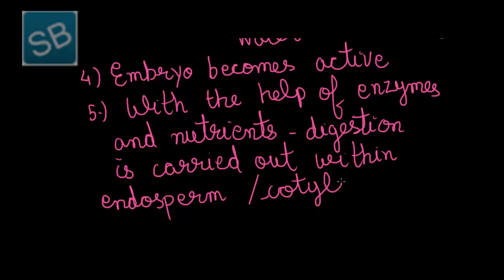Thus, the entire digestion process of the seed is carried out within the endosperm or cotyledon, but this digestion process can be carried out only if the necessary enzymes or nutrients are present. As a result, the embryo, and thereby the seed, becomes more active in function, as a result of which the root system and shoot system start developing.